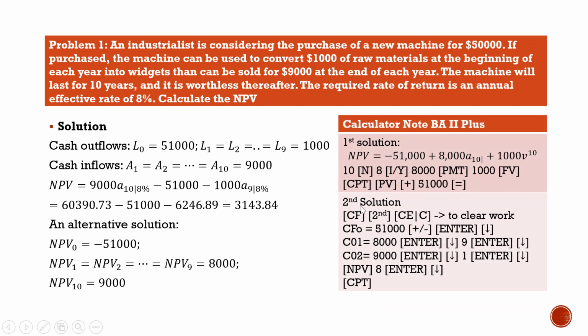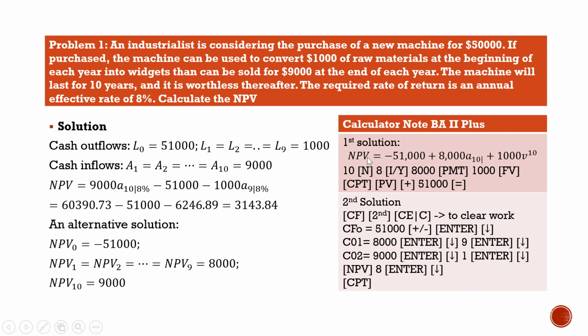So here I'm going to show you how to solve the problem using the calculator by two methods. By the first solution, the NPV can be rewritten in the form negative 51,000 plus 8,000 a angle 10 at 8% plus 1,000 v to the 10. Because if you add 1,000 v to the 10 to 1,000 a angle 9 at 8%, you have 1,000 a angle 10 at 8%. So if you subtract 1,000 v to the 10, don't forget to add 1,000 v to the 10.